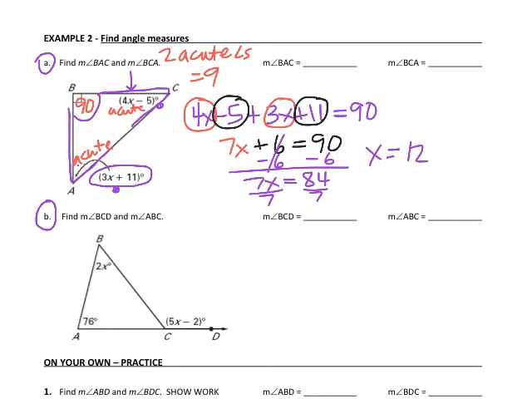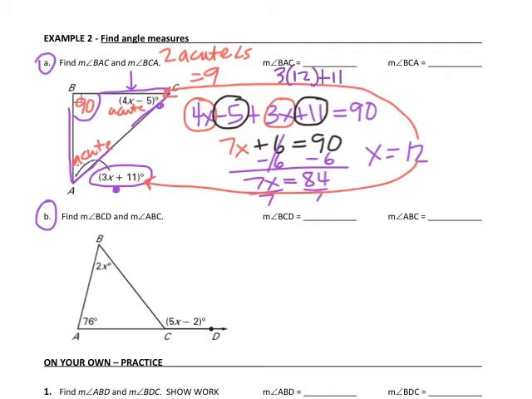All right, and so because x is 12, I need to plug that back into my original expression for this angle right here as well as for this angle right here. So if I plug in 12 for 3x plus 11, I am going to have 3 times 12 plus 11, and that's for angle BAC. And for BCA, I'm going to have 4 times 12 minus 5.